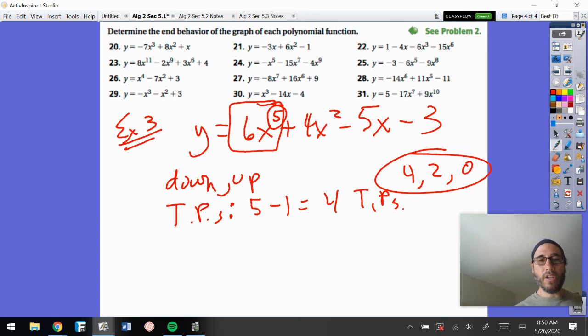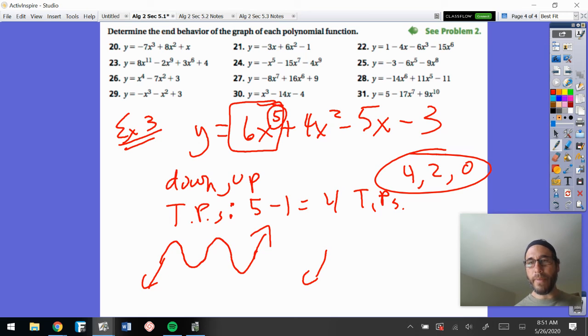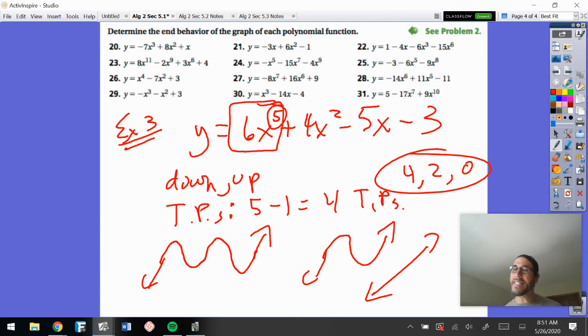All right, so here we go. So what would this guy look like? It's going to start down. It's going to end up. And let's do it with 4. 1, 2, 3, 4. Booyah! Or it could be 2 turning points. 1, 2. Or, believe it or not, it could be 0 turning points. Okay? Okay, guys, there we go.